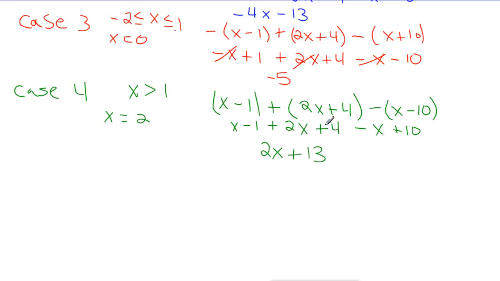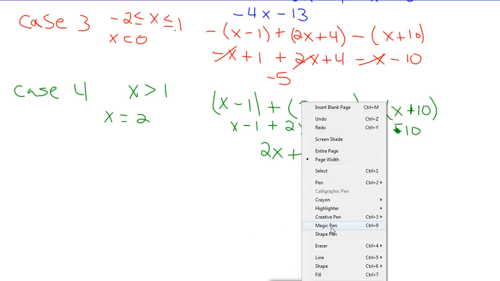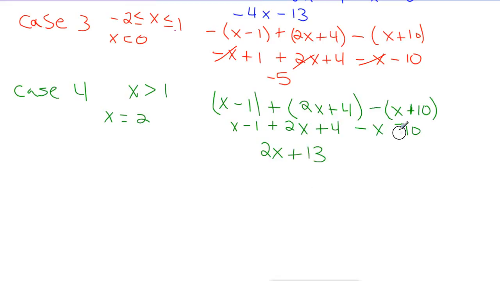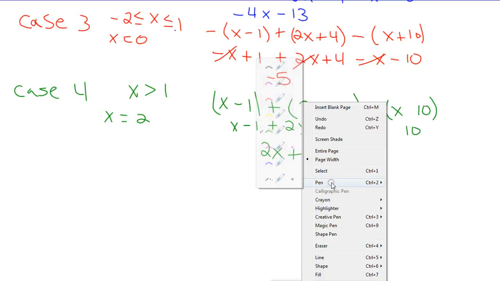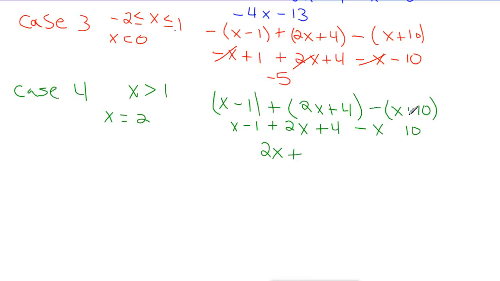Oh, wait. I just realized I made a mistake here. This actually should have been a plus 10, so that would make this a minus 10. So this is going to change this a little bit. I want to erase that. Okay, so let's just erase this. We can redo this. Sorry about that. Alright, so this was a plus 10, which makes that a minus 10. So then if we add the numbers, negative 1 plus 4 is 3, and 3 minus 10 is going to be a negative 7. So plus negative 7, so that's just 2x minus 7.